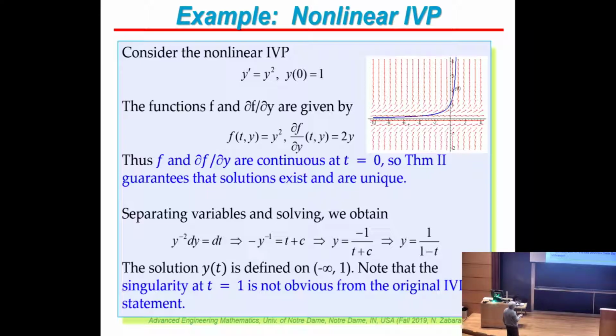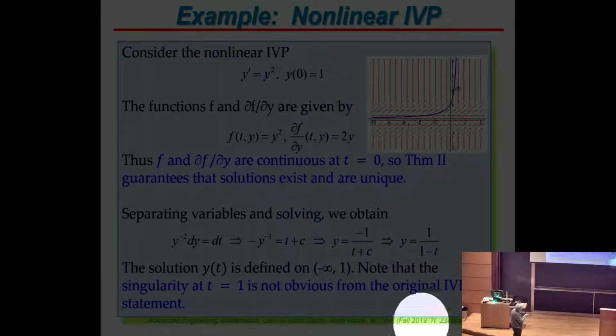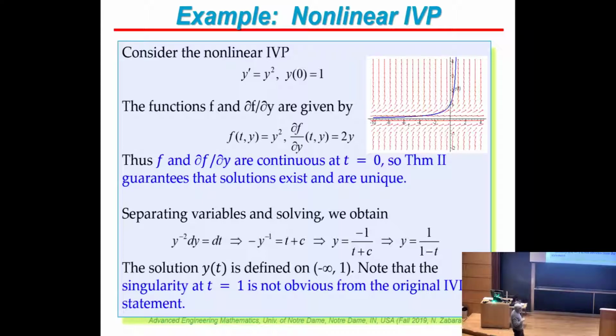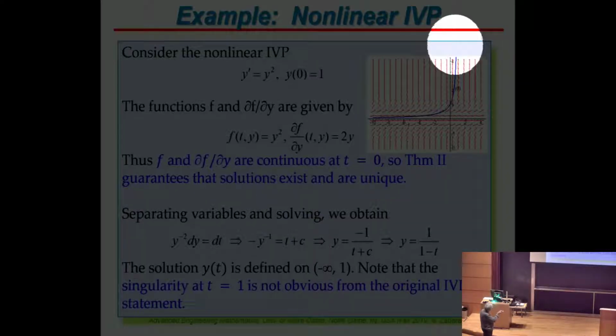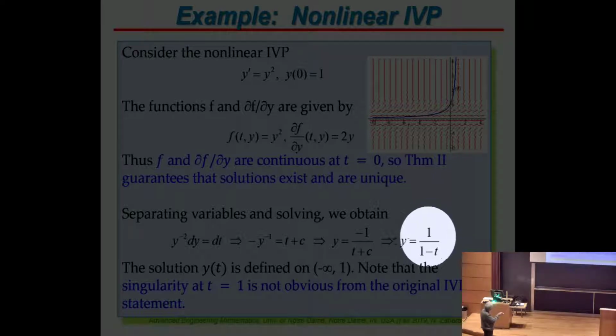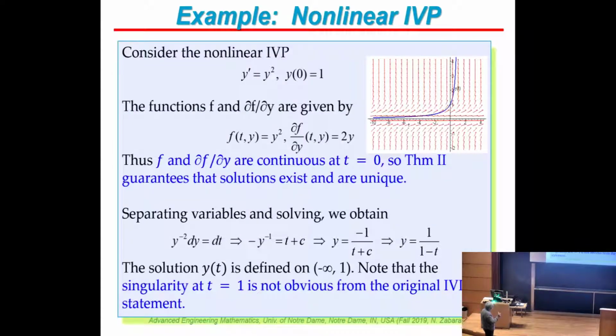they're continuous. But let's look how the solution comes to be. When you calculate the solution, it comes to be 1 divided by 1 minus t, and that solution blows up at t equal to 1. The theorem doesn't tell you anything whatsoever about what's going on at t equal to 1. Somehow the solution goes up to infinity at t equal to 1. The theorem guarantees existence and uniqueness of solution where? On that little tiny interval around the initial conditions.